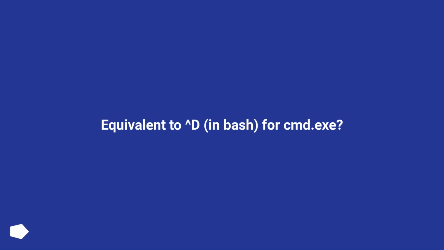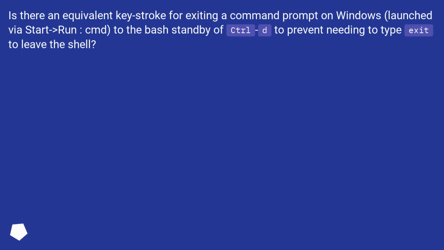Is there an equivalent keystroke to Ctrl-D in bash, for cmd.exe? Is there an equivalent keystroke for exiting a command prompt on Windows, launched via Start > Run > cmd, to the bash standby of Ctrl-D, to prevent needing to type exit to leave the shell?